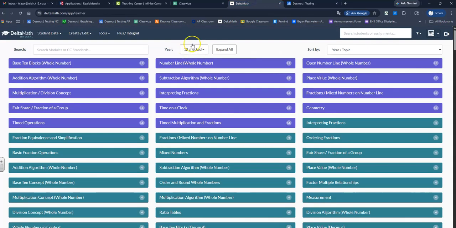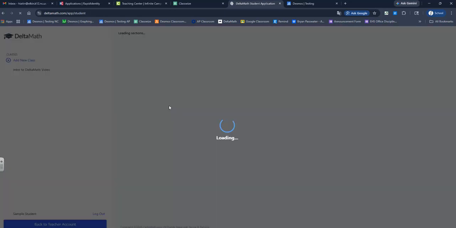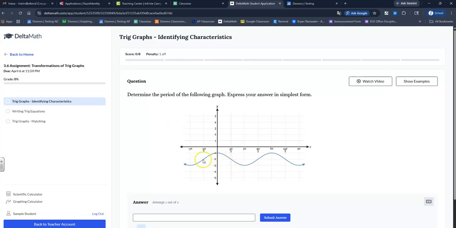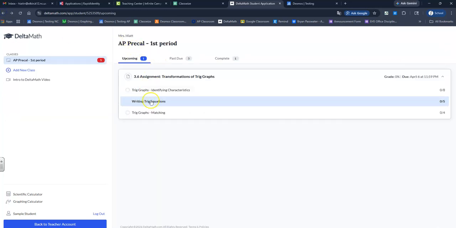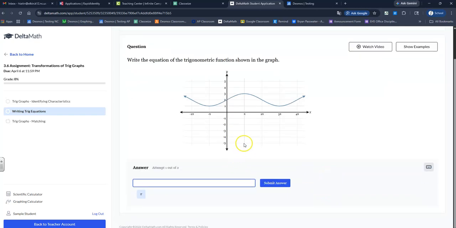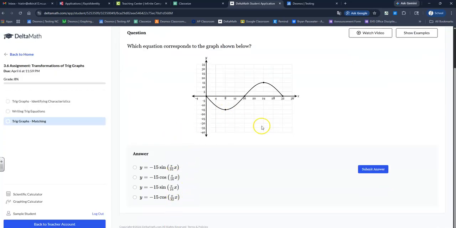Then I also have assigned a Delta Math assignment here, and it has 3 sections. The first is just going to ask you things about like what's the period of this graph, or what is the amplitude of this graph. So those should be very quick problems. The next part will ask you to write a trig equation. These do not require you to use sine or cosine, so you could use either one for these. And then the last is some matching with trig graphs.